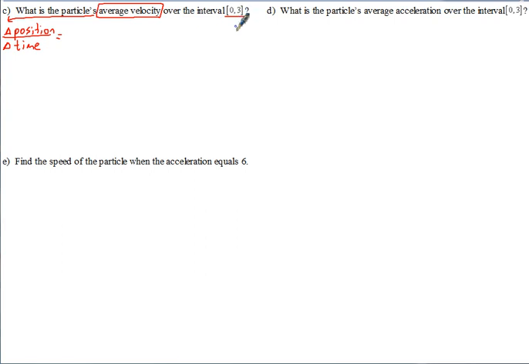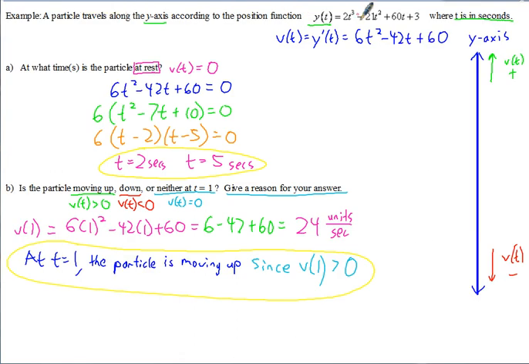This interval 0 to 3, our position function is y this time, so it would be y of 3 minus y of 0, that would be the change in position, over 3 minus 0, which would be the change in time. But this time we don't know what the position at 3 is. So we have to figure that out by plugging it into our position function here. 2t cubed minus 21t squared plus 60t plus 3.